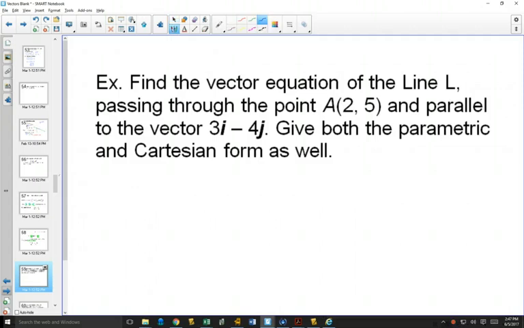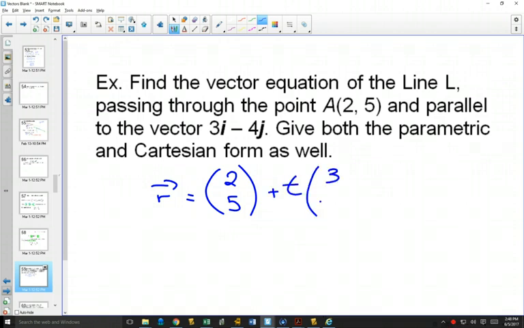So we want to find a vector equation of a line. What you need to find a vector equation of a line is 2 things. You need one point on that line, or one vector that's on that line, and you need the direction vector. Well, this question tells us already that one point on the line is 2, 5. And since it's parallel to 3 minus 4, this would be our equation of our line.